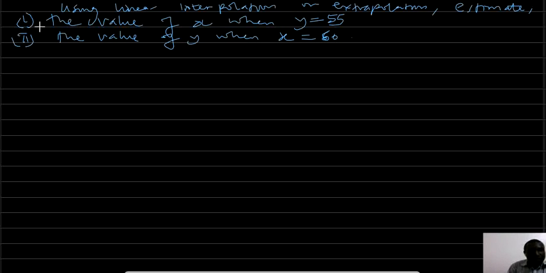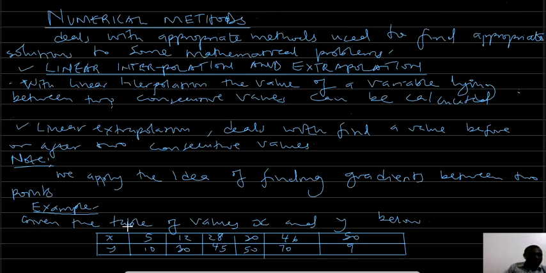Before we answer, we have to know whether we are going to use linear interpolation or extrapolation, and we can discover that by looking at the position of the required value which we are supposed to find. Back to the table. Number 1, they need us to find the value of x when y is equal to 55. These are the values of y, and 55 is the value that lies between 50 and 70.